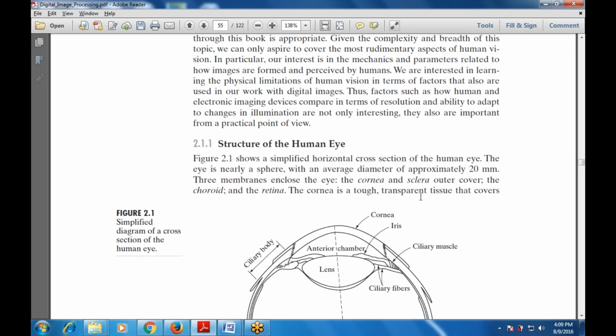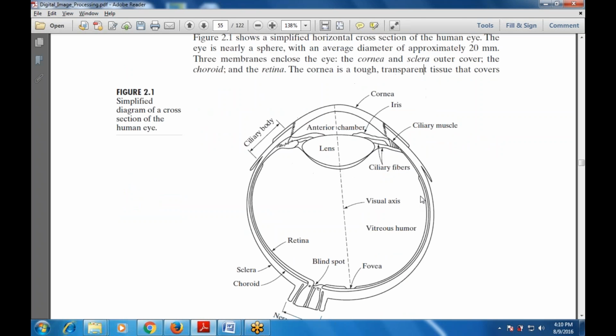The cornea is a tough transparent tissue that covers the front. This is the cornea, this is the iris, then the ciliary muscle and ciliary body, then the anterior chamber. This is the lens that is used to see anything. Then the ciliary fibers, the visual axis, and the vitreous humor. This is the retina, and this is the blind spot. That is a simplified diagram of a cross section of the human eye.